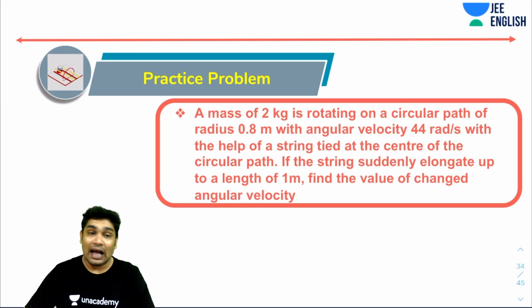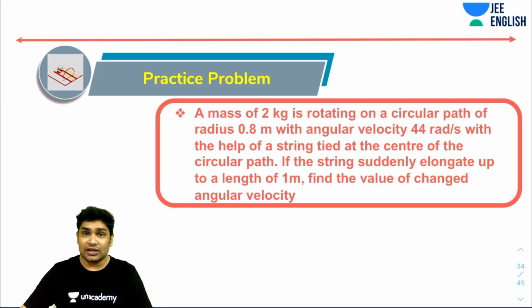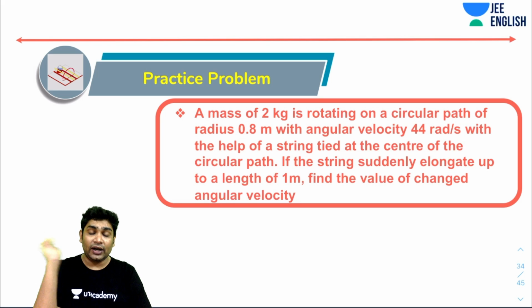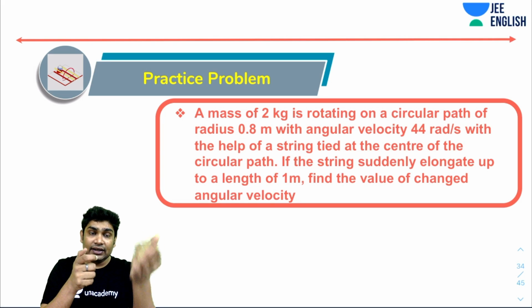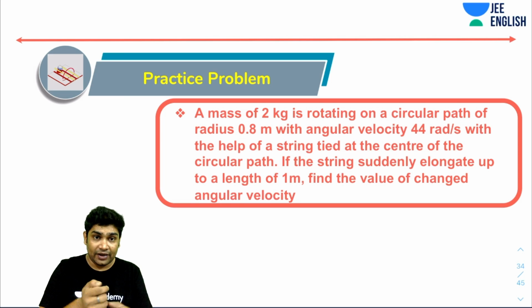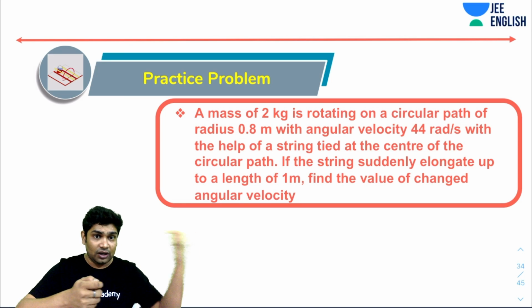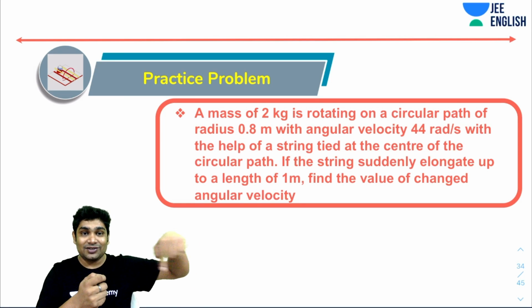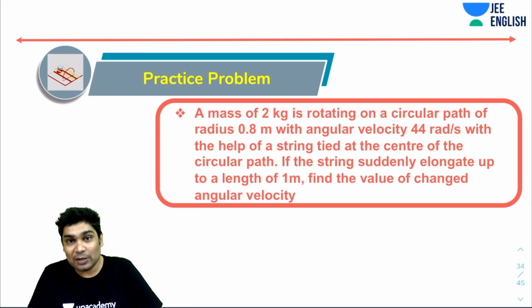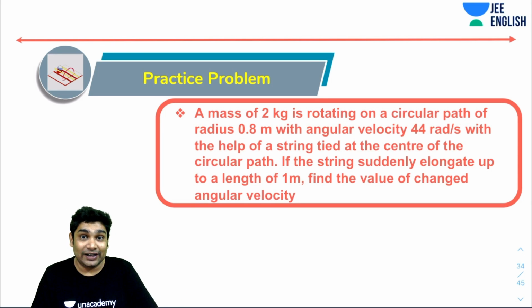What is essentially happening is that imagine I had a string in my hand and I was rotating this thing with a constant angular velocity. And suddenly I let the string slip. If it becomes longer, you will realize that this rotating thing will become slower. So I've already given you the hint. How slow? Find it out using conservation of angular momentum.